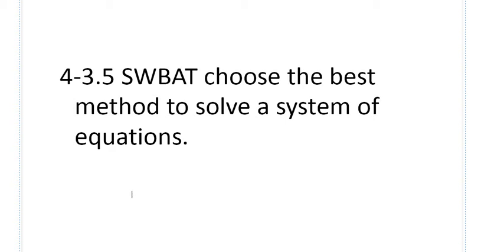Tonight we're going to continue talking about solving systems of equations, but specifically we're going to be looking at which method is going to be the best method to solve. There are three methods available to us. So if I'm looking at which method is the best method, we have to remember that there are three methods that we have.